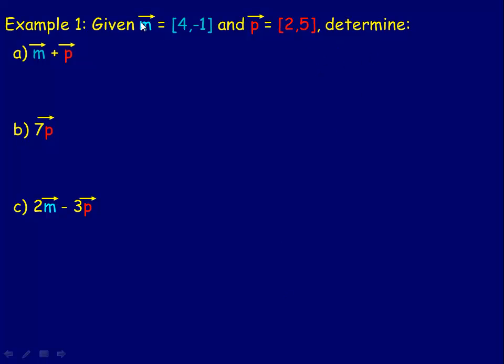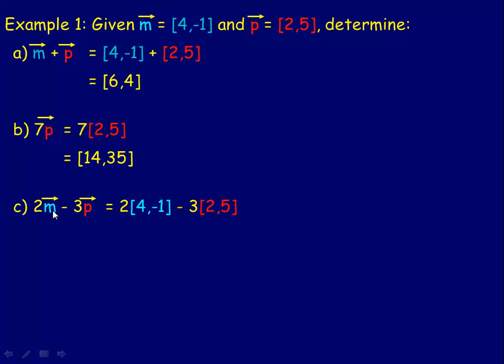A few examples. We're given these two vectors. We're asked to add m and p. So we're adding [4, -1] and [2, 5]. We go 4 plus 2 is 6, and -1 and 5 add to 4. So m plus p would be the vector [6, 4]. 7p means we're multiplying p's components by 7. So 7 times 2 is 14. 7 times 5 is 35.